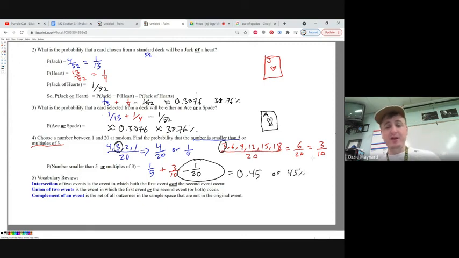Could you write that as a fraction? Absolutely. But we're going to go ahead and end it there. So just remember to review the vocabulary. Intersection means and. Union means or, and you want to avoid double counting. And the complement just means that they have to add up to 100%. All right, thank you.